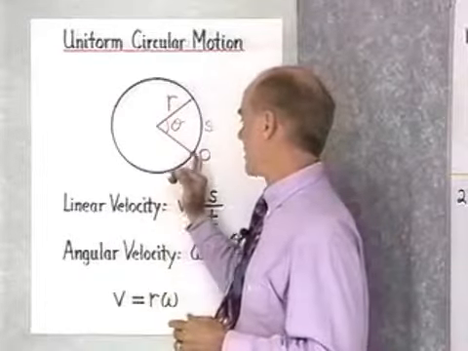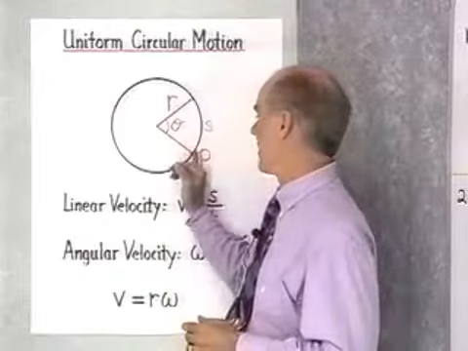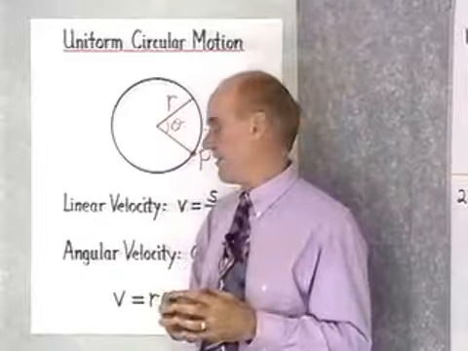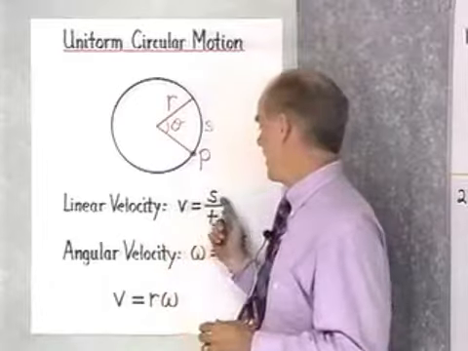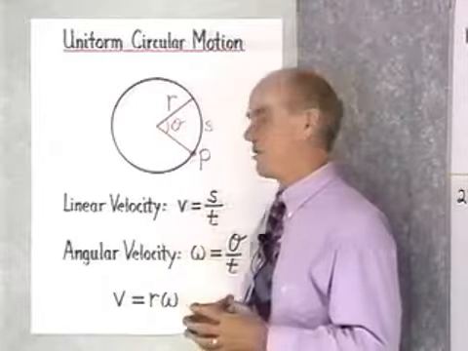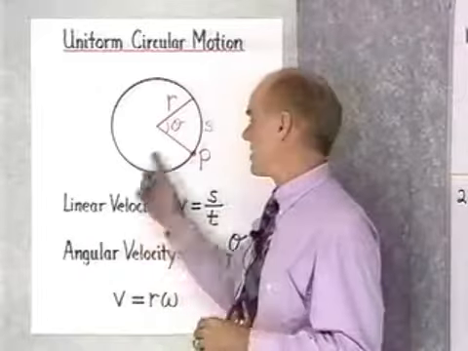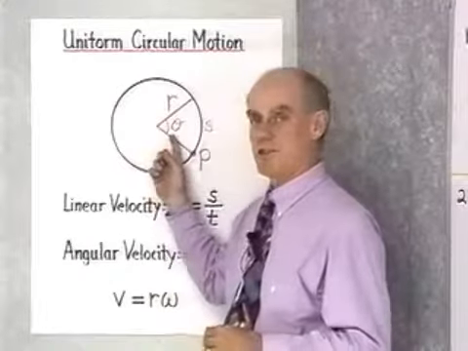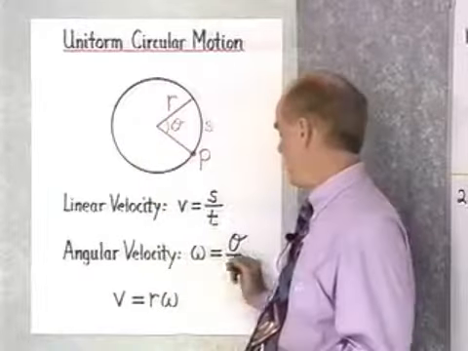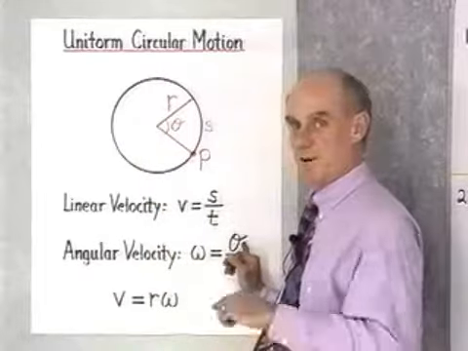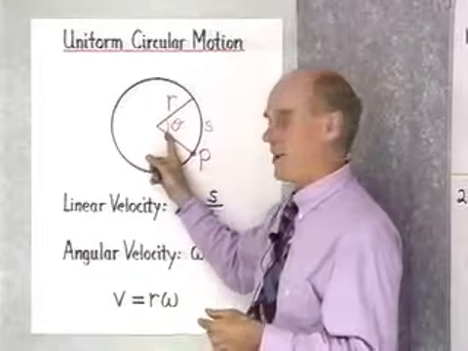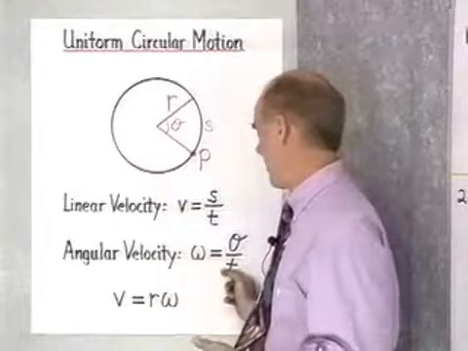Now, the linear velocity: if the point goes from here to here and covers this distance s in a time t, then the linear velocity of that particle is v equals s divided by t, just distance divided by time, and that will be our linear velocity. The angular velocity is the amount of angle rotation that this goes through in an amount of time t, and that's defined as omega, which is, by definition, theta, the amount of angle that you go through in time t. So it's this angle theta right here, measured in radians, divided by t.